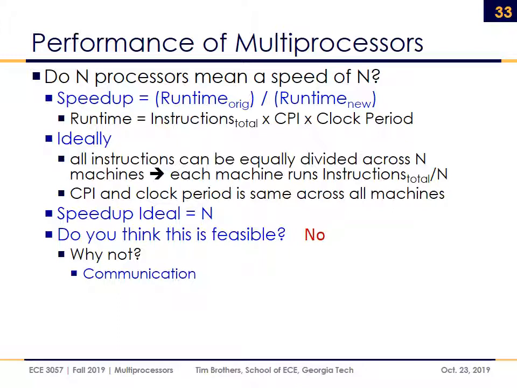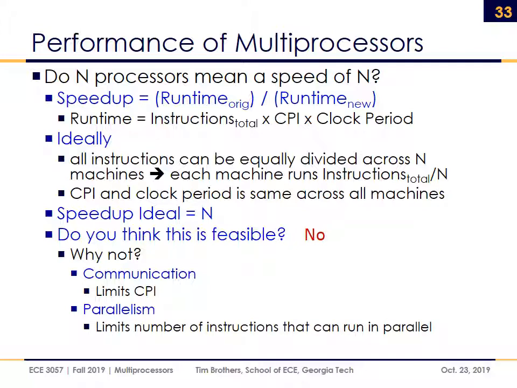In the example that we went over before, in the code example, we had a data buffer where these two processes were working on the data. One was putting it into the buffer, the other was taking it out of the buffer. So there was this choke point of the data buffer where we might have been able to run faster, but we had to put that data into the buffer to communicate it to the other thread. This limits the CPI. Parallelism limits the number of instructions that can run in parallel.